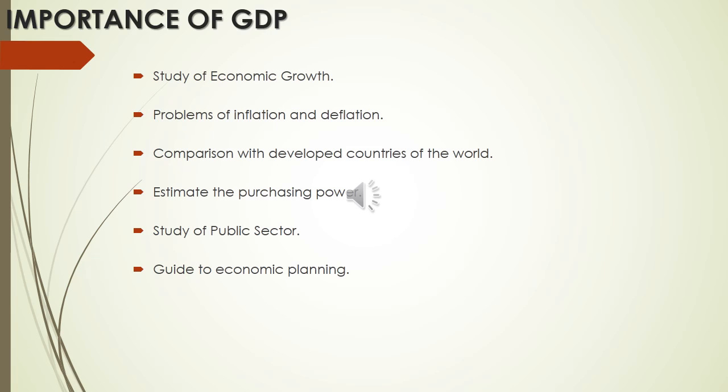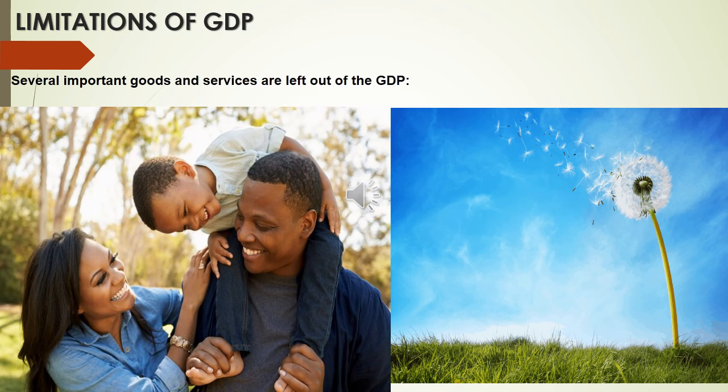Then comparison with the developed countries of the world. By comparing with the developed countries of the world, we can understand our economic growth. Then estimate the purchasing power. Purchasing power means the capacity of an individual to buy things. Then the study of public sector. Then finally, guide to economic planning, to help us to plan our future economy. So the importance of GDP includes the study of economic growth, the problems of inflation and deflation, comparison with the developed countries of the world, estimating the purchasing power, study of public sector, then guide to economic planning. Limitations of GDP.